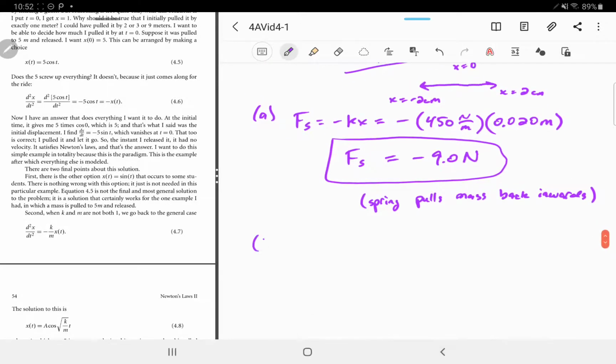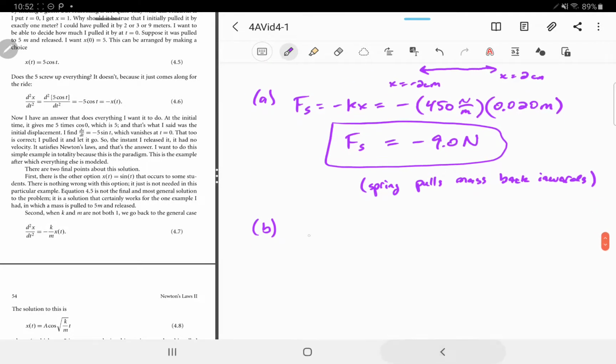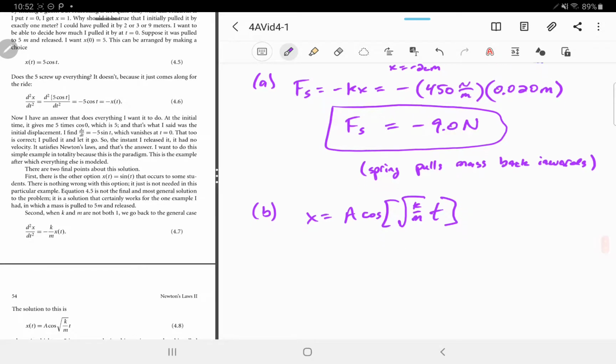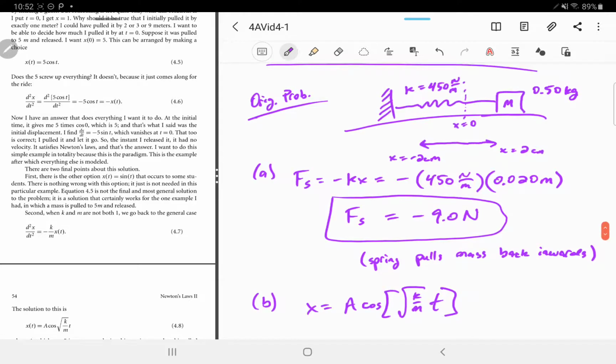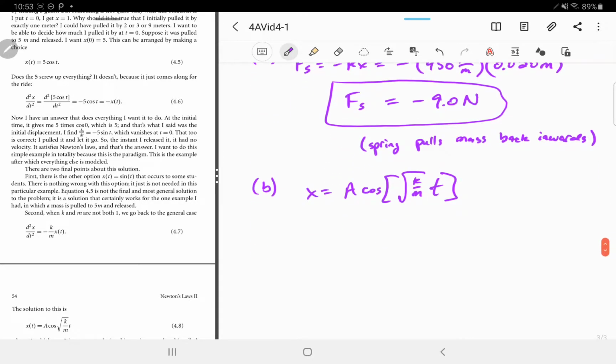So what will help us here is knowing our equation. X as a function of time is A cosine of square root of k over m times t. Remember, we can use just the cosine and we don't need the sine piece as long as we start out with the mass at x equals positive A. When we plug in t equals 0, we get x equals A, which is the case here. So that's perfect. We can use this.